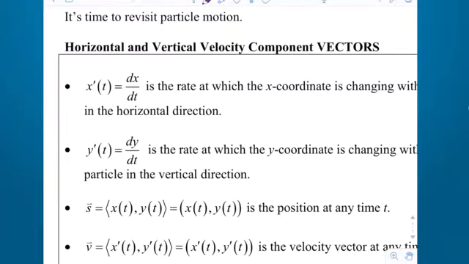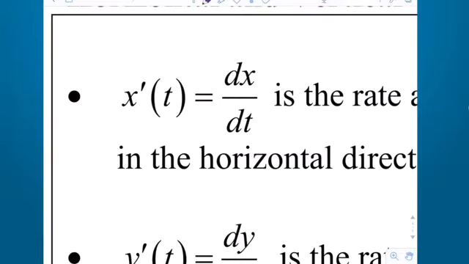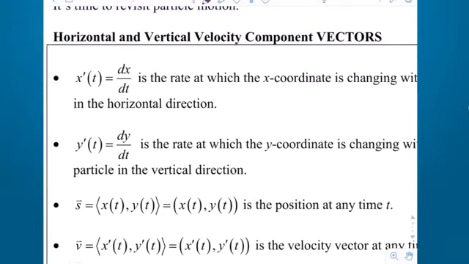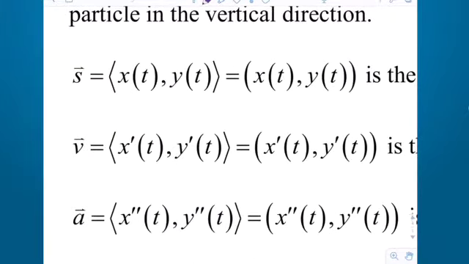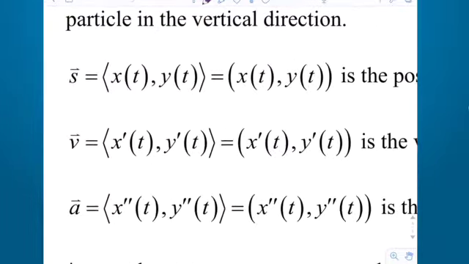Your horizontal and vertical velocity component vectors. So x prime of t, also known as dx/dt, that's the rate at which your x-coordinate changes with respect to time. And y prime, or dy/dt, is how fast your y-coordinate changes with respect to time, the parameter. If you combine the information we've been talking about together in an ordered pair fashion, that's when it becomes vector calculus. So let's define what we have going on here.